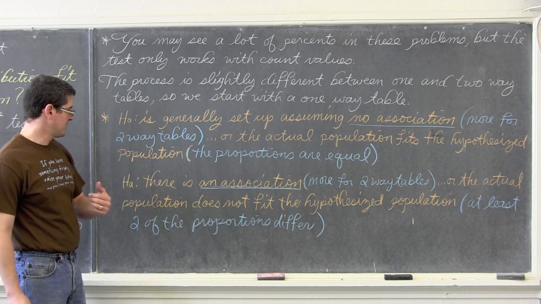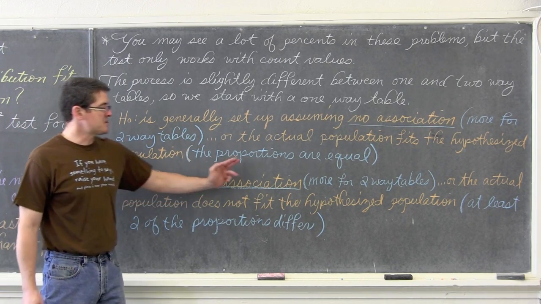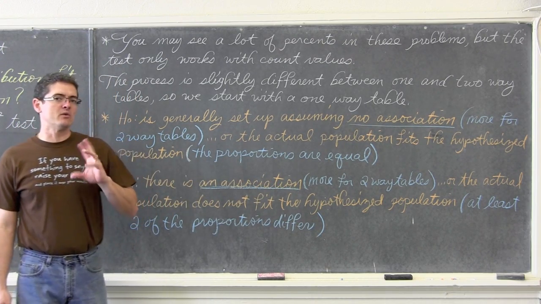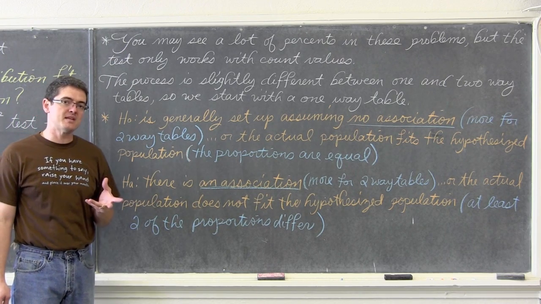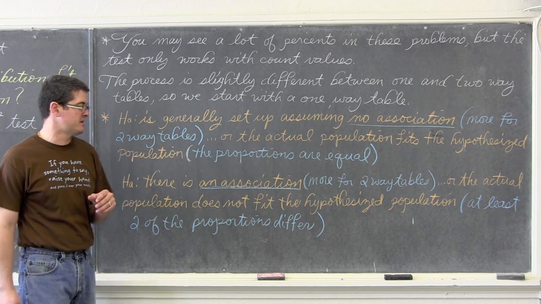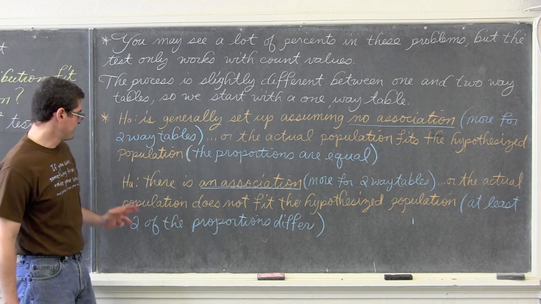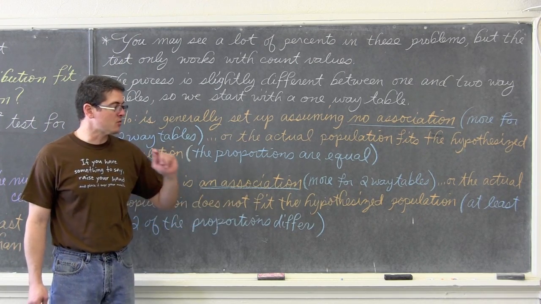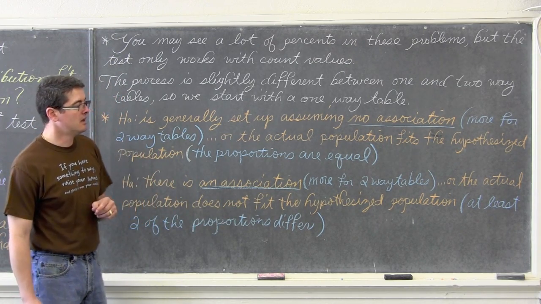H sub A, there is an association. Again, this is language more for the two-way tables, but occasionally can be applied for your one-way tables. Or, does the actual population not really fit the hypothesized population?